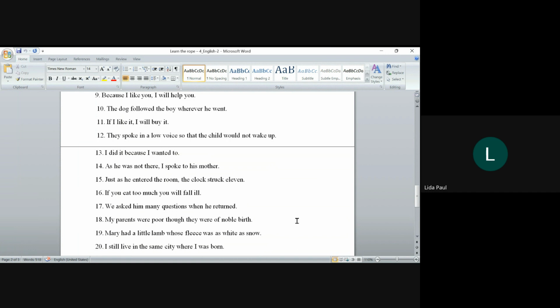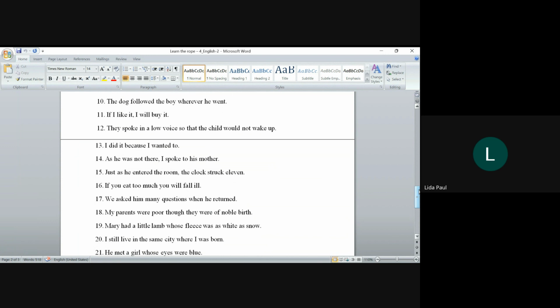Mary had a little lamb whose fleece was as white as snow. 19th one. Whose fleece was as white as snow. Right. And then what is this? What kind of subordinate clause? Noun, ma'am? No, it's not noun. Whose fleece was as white as snow? Adverbial, ma'am? No. This is adjectival, right? Adjectival. Correct. Because it is whose fleece was.